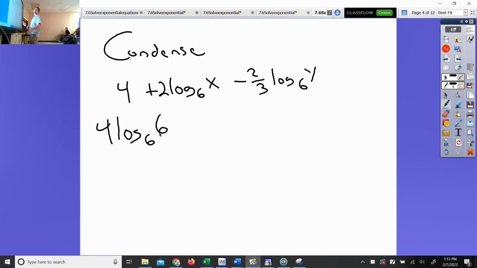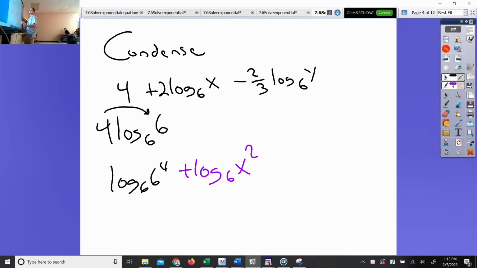Now, what Chris was saying is he went ahead and took his 4 and stuck it up there: log base 6 of 6 to the 4th. Just do the same thing with any other number you see out front. Where's that 2 belong? On top of the x as an exponent. How about the 2/3? You don't actually move the negative symbol. You just move the exponent number. That should have been your first or second line. Then it's condensing.